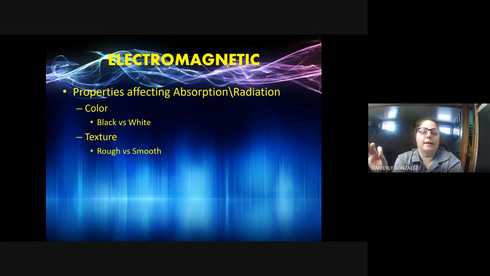Okay, I want you guys to highlight this. This comes up all the time. The properties that are going to affect absorption or radiation. The two properties are color and texture. If you have a black t-shirt on versus a white t-shirt on, which one is going to absorb more? The black? Black. Right. The black or a darker color is going to absorb more electromagnetic energy versus a white colored t-shirt.